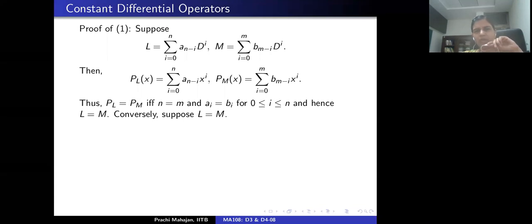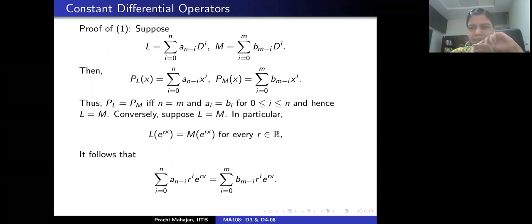Now, on the other hand, let us suppose that the two operators are the same. We are required to show that the associated characteristic polynomials are also the same, right? Now, what does it mean to say that the two operators are the same? The two operators are the same if they apply to the same functions and they always produce the same result, right? So if L is the same as the operator M, this would mean that L and M would yield the same output if I apply it to e^(rx), right? And this must be true for every real number r, correct?